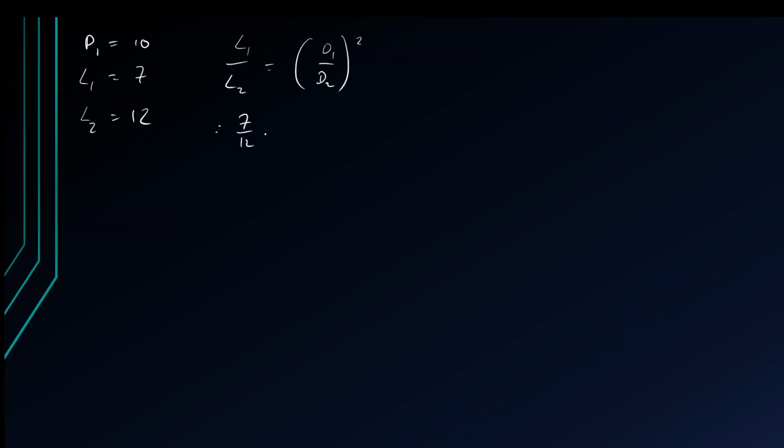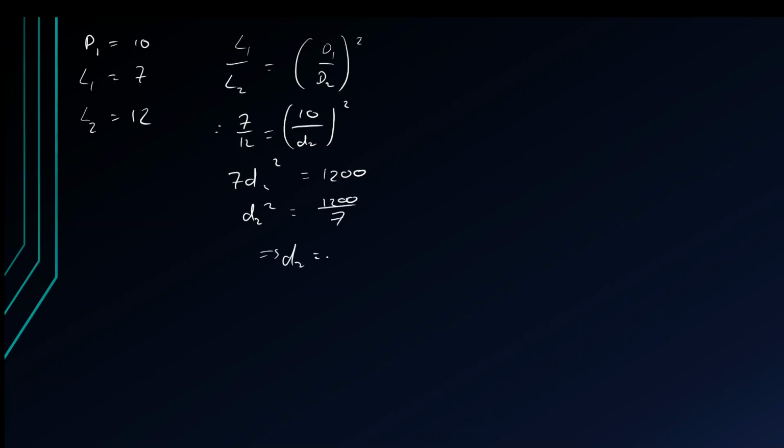So 7 over 12 is 10 divided by D2 all squared. I'll just expand this out. So we'll have 7 D2 squared, and then we get the 12 times 100, which is 1200. Now D2 squared is 1200 over 7.